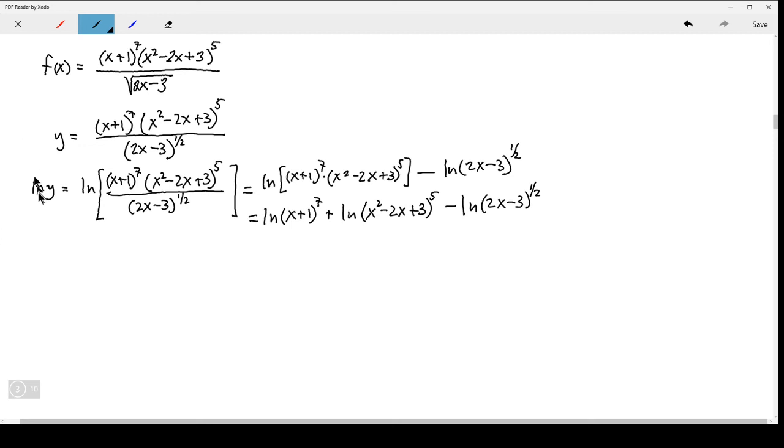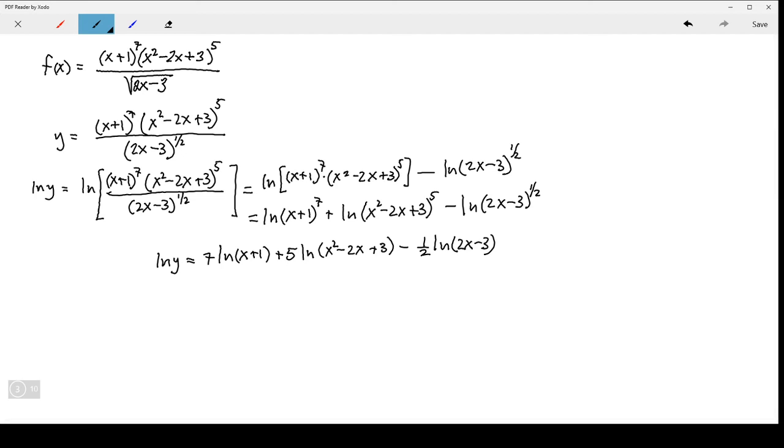All right, so I'm going to rewrite on the left-hand side now. I have ln of y. On the right-hand side, again, each one of these I'm going to bring the exponent down. So that is going to be 7 ln of x plus 1 plus 5 ln of x squared minus 2x plus 3 minus 1/2 ln of 2x minus 3. All right, so I've used my log rules to break that left-hand side down into 3 individual logarithms.